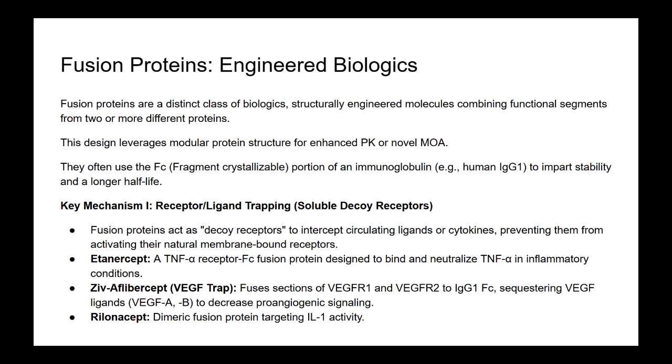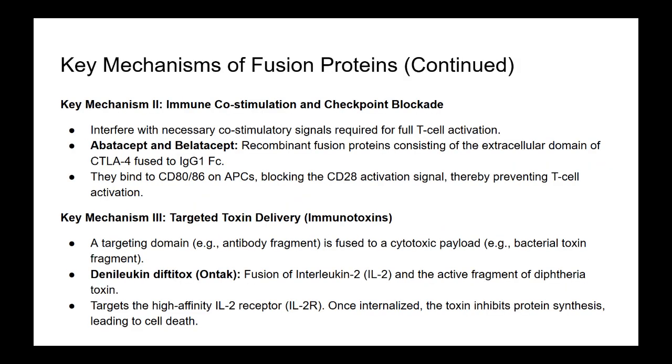So it mops up the bad signal? Precisely. Another critical example, particularly in cancer and eye diseases, is ziv-aflibercept, also known as the VEGF trap. This fusion protein cleverly combines domains from two different VEGF receptors, VEGFR1 and VEGFR2, and fuses them to an Fc region. This allows it to bind and effectively sequester all major forms of VEGF ligands, strongly inhibiting the pro-angiogenic signaling needed for tumor growth or abnormal blood vessel growth in the eye. Very effective trapping. Okay, what's the second main mechanism for fusion proteins?